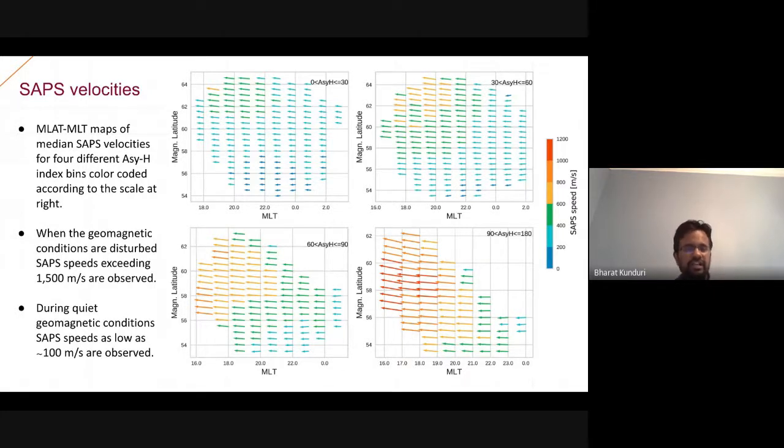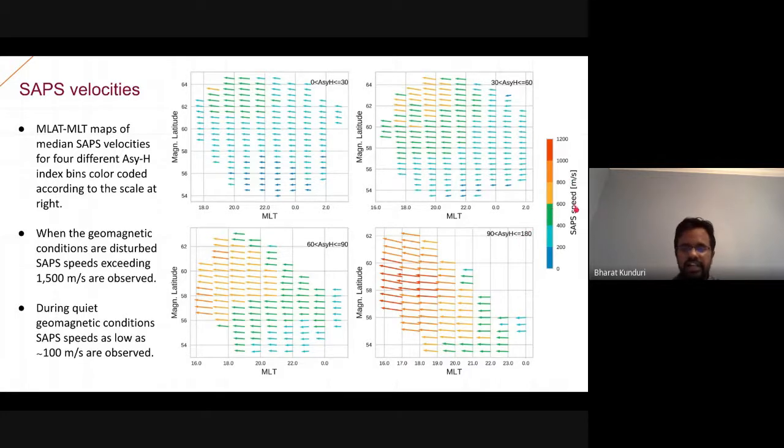So I choose a different index here for determining the velocities. I'm choosing the SMR index. The reason being SMR is more indicative, or at least it is expected to be more indicative, of what's going on in the asymmetric component of the ring current, and thereby more representative of region 2 field-aligned currents, since region 2 field-aligned currents were expected to drive SAPS. So again, there are four different SMR index bins here. The lowest one is indicated by 0 to 30 nanotesla, and the highest level of geomagnetic activity is indicated by the 90 to 180 nanotesla bin.